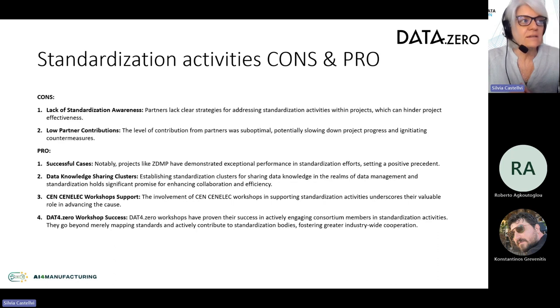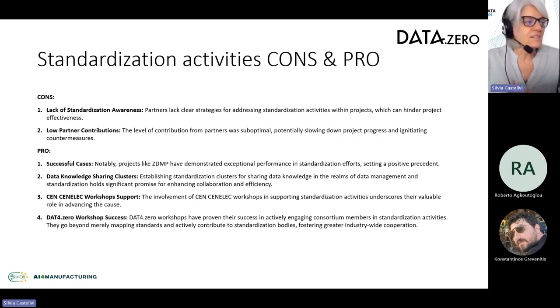We had a previous project where we were collaborating in a cluster that made a sectional performance on standardization efforts on the project, and we learned a lot from them. For example, the zero defect manufacturing platform, and we participate in clusters. So in standardization activities, knowledge sharing and cluster participation are very important.